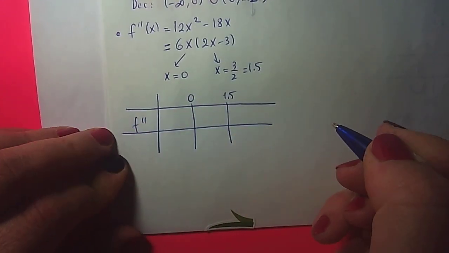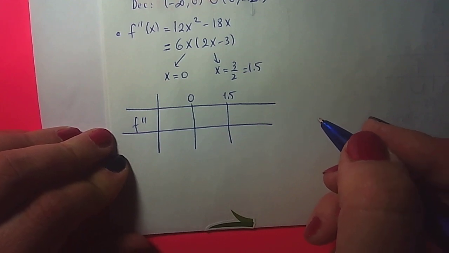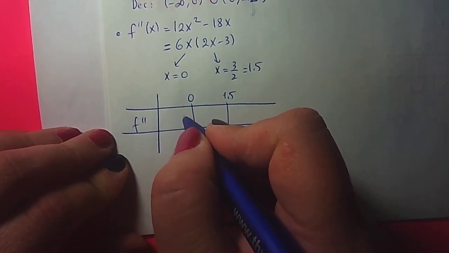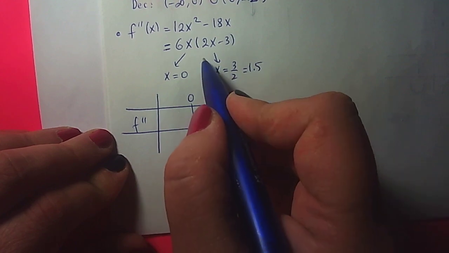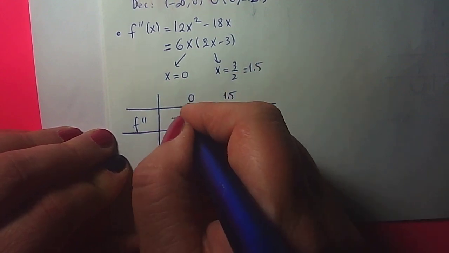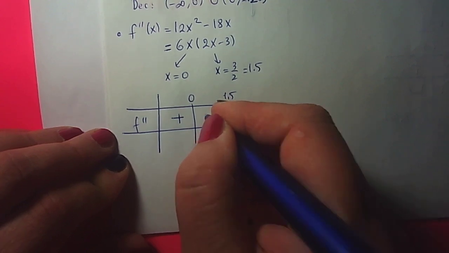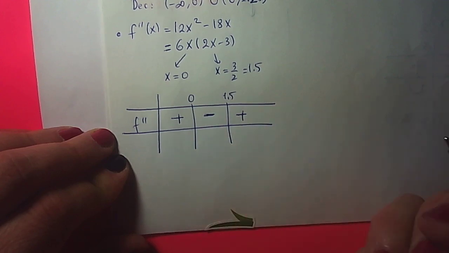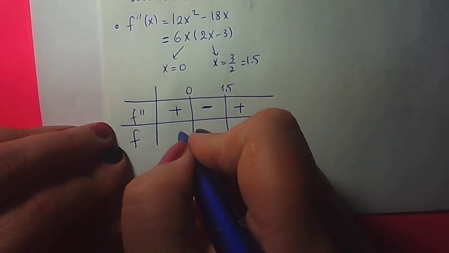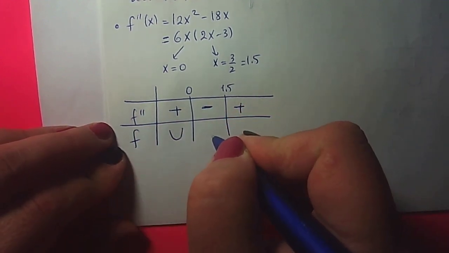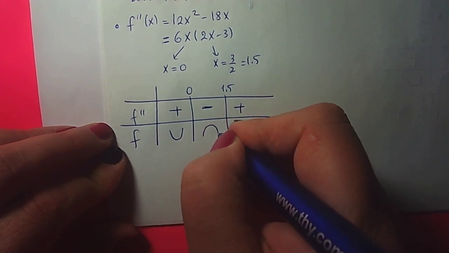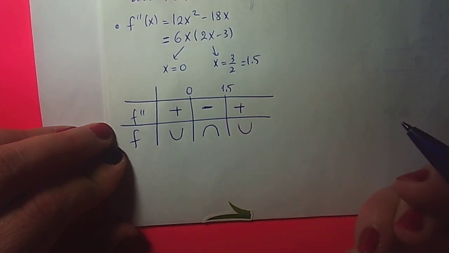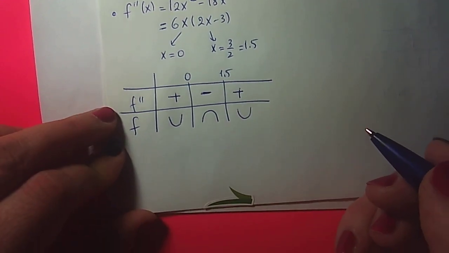Now we need to check the sign of the second derivative. So pick a value from negative infinity to 0, let's say negative 1. Sub in, check the sign of it. So here we get positive. Pick a value here, 1, sub in, we get negative, and then positive. So f is concave up from negative infinity to 0, concave down from 0 to 1.5, and concave up again when x is greater than 1.5.